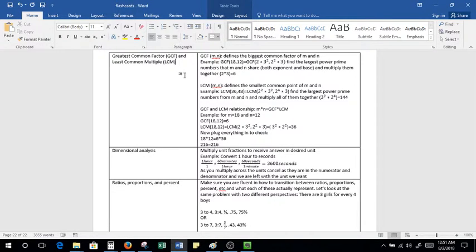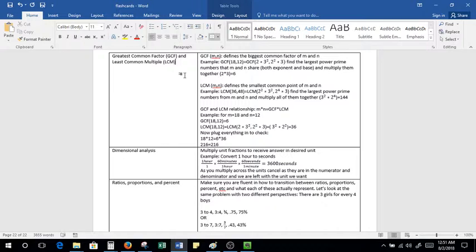So we have 2 squared in 12, but we only have a 2 to the 1 in 18, so we can only take a 2 to the 1. We have 3 squared in 18, but we only have a 3 to the 1 in 12, so we can only take a 3. If there was 3 squared in both, we could have taken a 3 squared. So we get 2 times 3, which equals 6. So that's the greatest common factor.